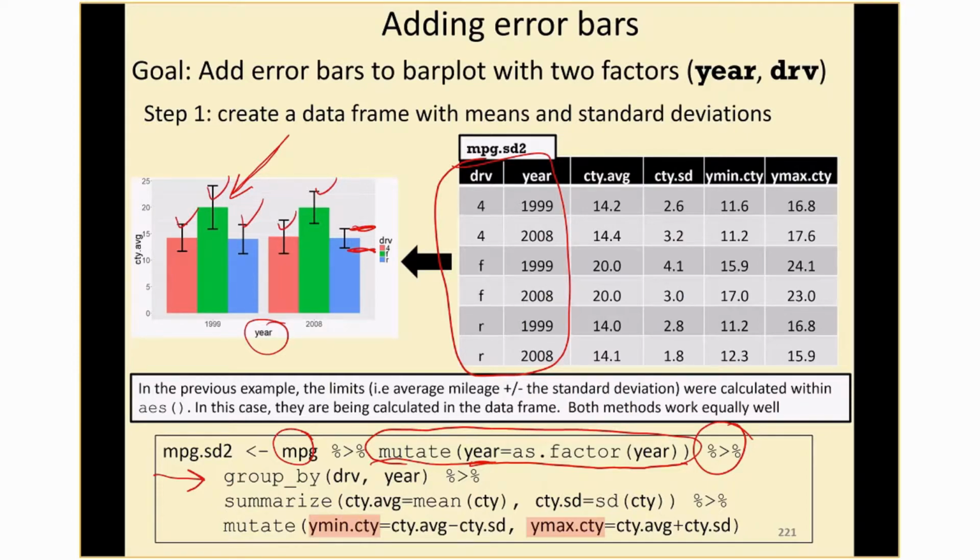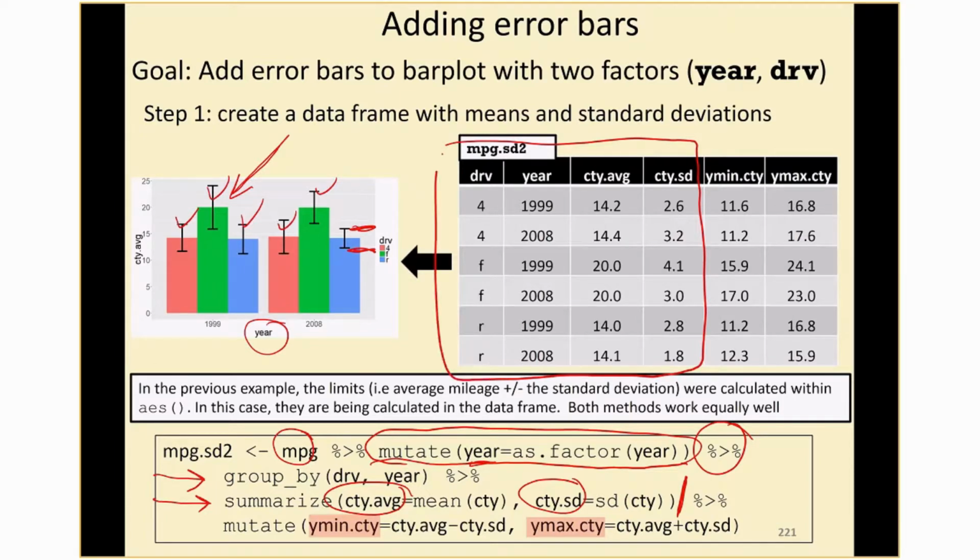And then I'm going to create 2 summary statistics. City average, which is the average city mileage, and city SD, which is the standard deviation of city mileage. So think about where I would be at this point. If I stopped right here, what would I have? What I would have at that point would be this data frame right here. I'd have those 6 combinations of 3 drives and 2 years and these summary statistics. But now I'm not going to stop there. I'm going to continue on.